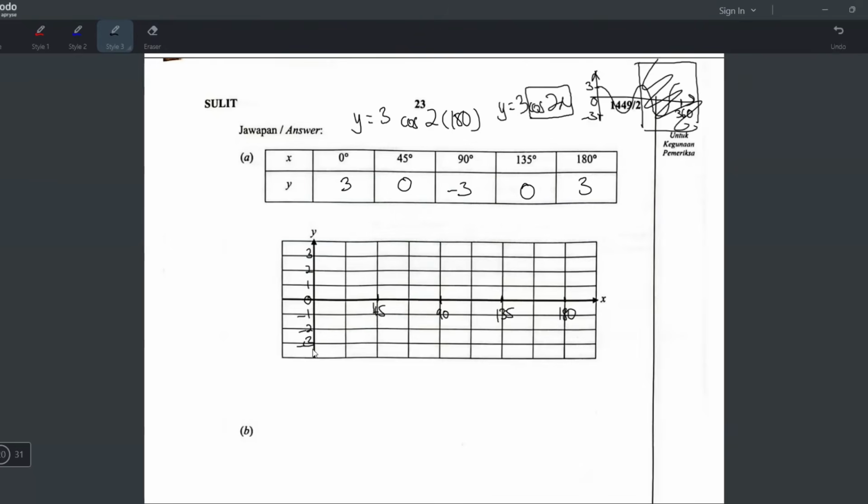After having all this, now we can plot the point. 0, 3, that's the first point. 45, 0 is here. 90, negative 3, that's going to be here. 135, 0 is here. 180, 3 is here.